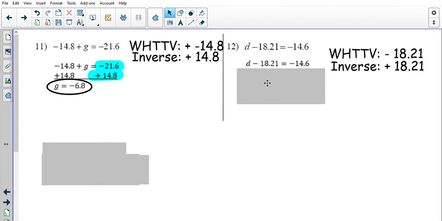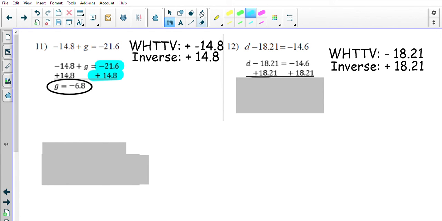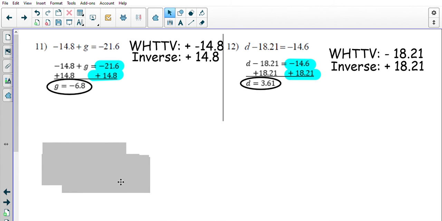So you're going to see that I'm going to do plus 18.21 on both sides. On the left, the 18.21s will cancel out. We're going to do negative 14.6 plus 18.21. In your calculator, negative 14.6 plus 18.21. You should get D equals 3.61.